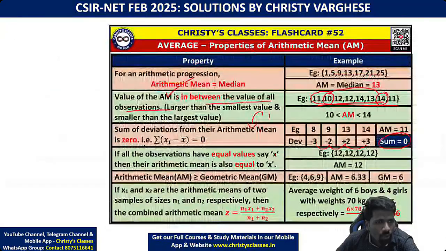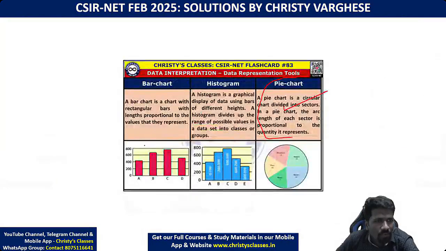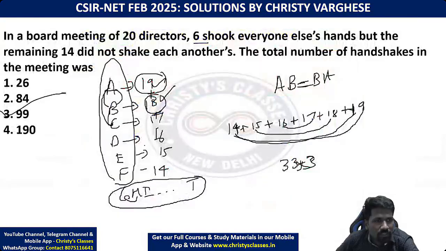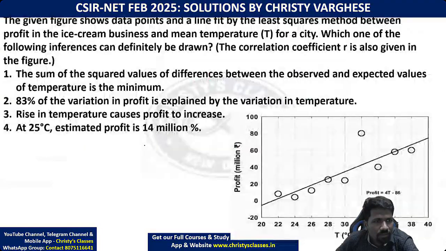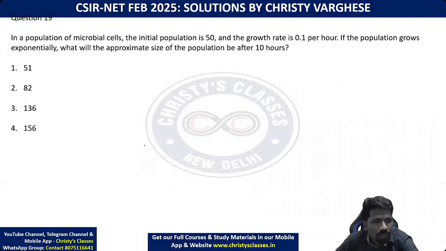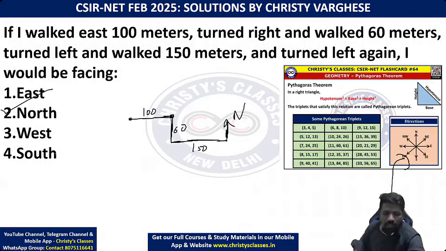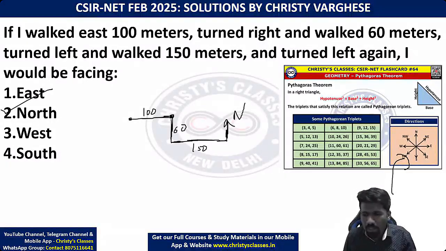One, 2, 3, 4, 5, 6, 7, 8, 9, 10, 11 questions we have completed. Remaining questions we'll discuss in the detailed lectures of each topic in our full course.